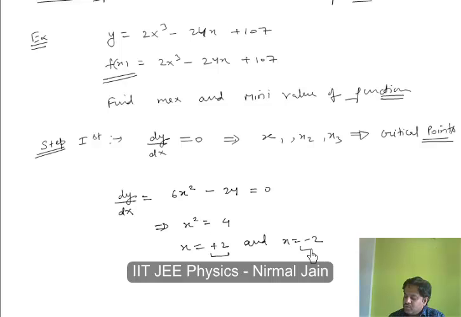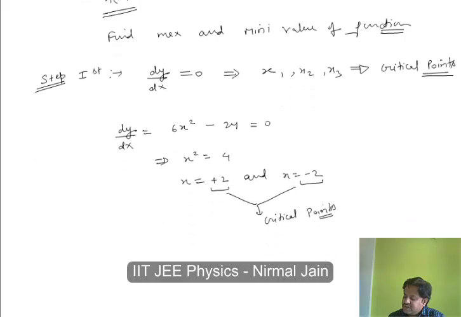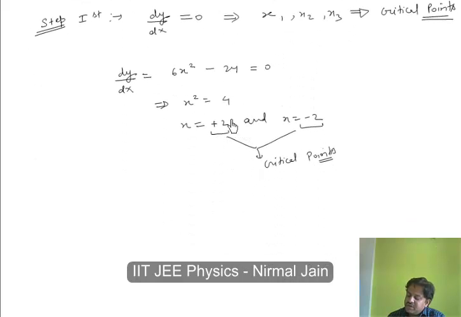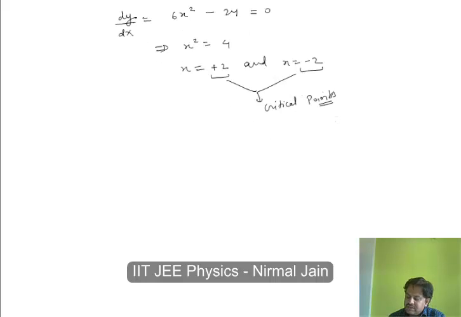So these are the two critical points. These two are the critical points at which the graph can be maximum or minimum. Now we have to check whether the graph has a maximum value at plus 2 or a minimum value at plus 2. Right. So for that, we can simply use step 2, which is also called the second derivative test.